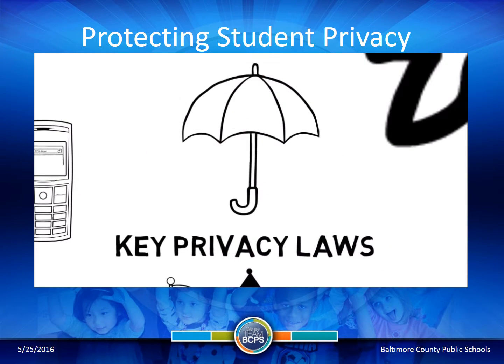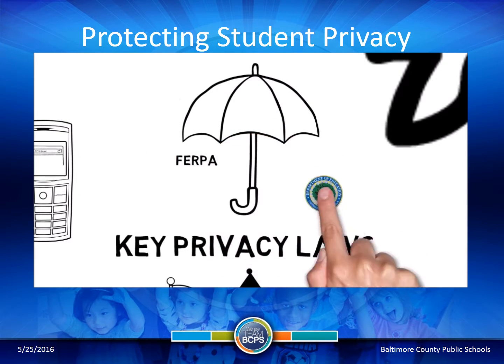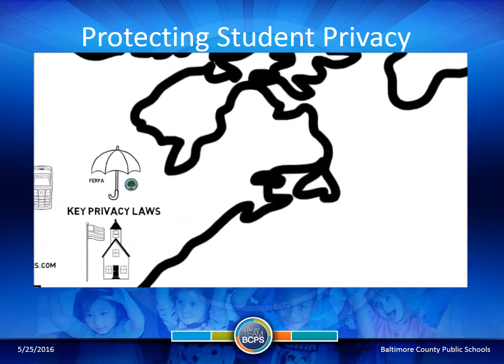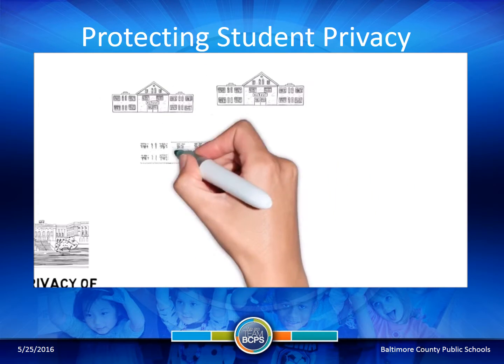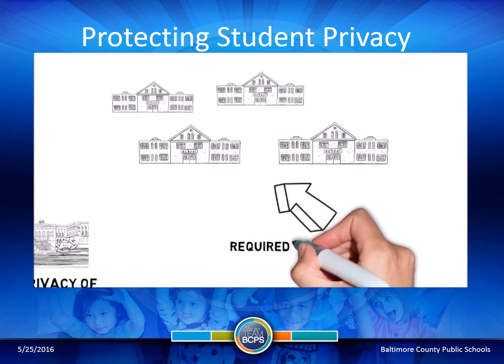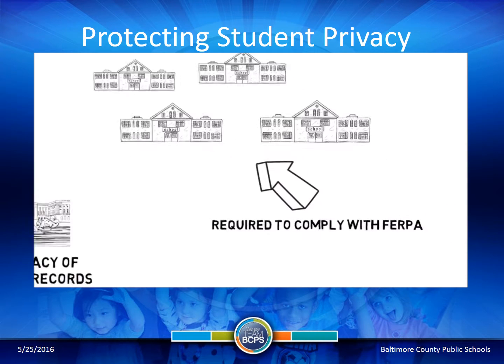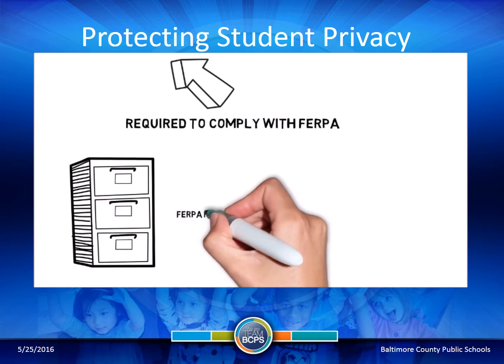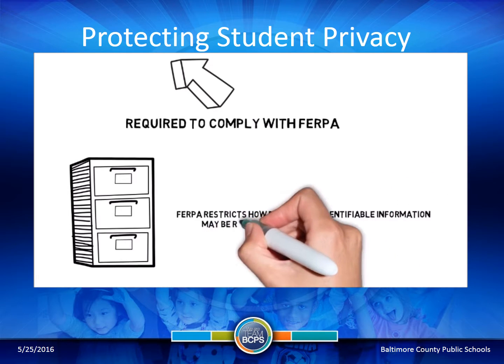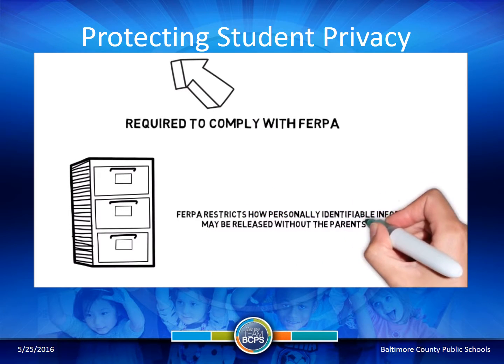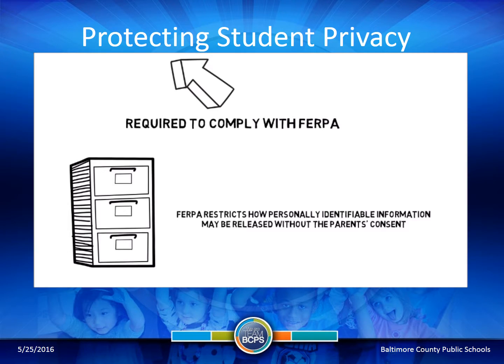The first is the Family Educational Rights and Privacy Act, or FERPA. FERPA is a federal law which protects the privacy of student education records. Most public schools and districts are required by law to comply with FERPA. Simply put, FERPA restricts how PII, that's personally identifiable information, from education records may be released without the parent's consent.